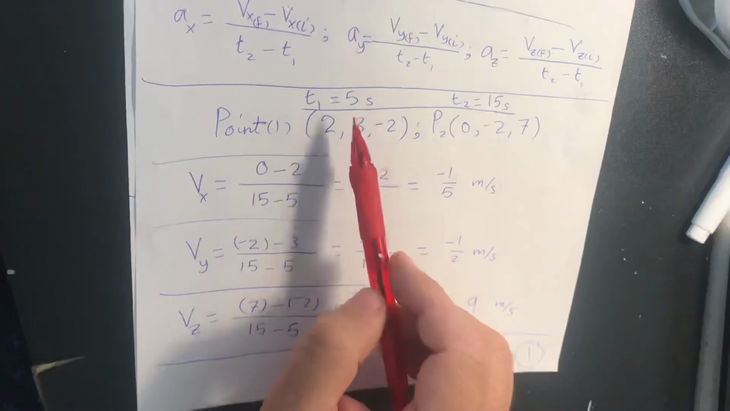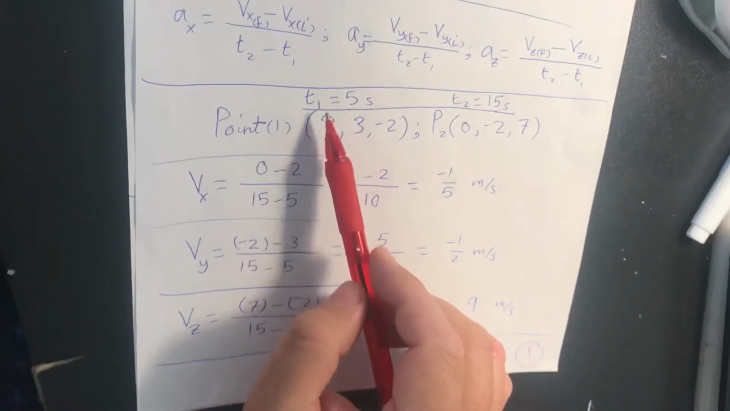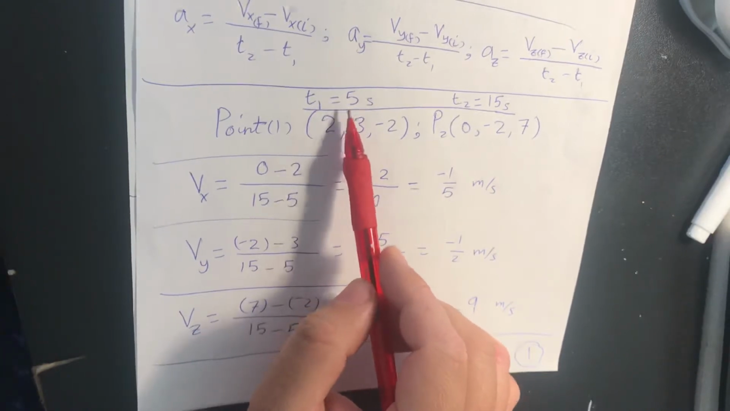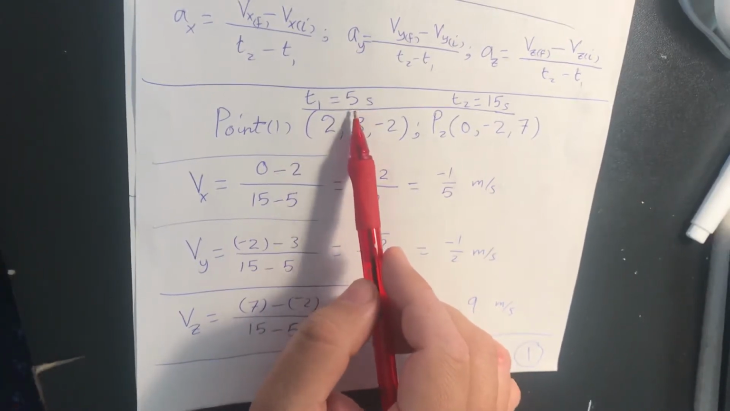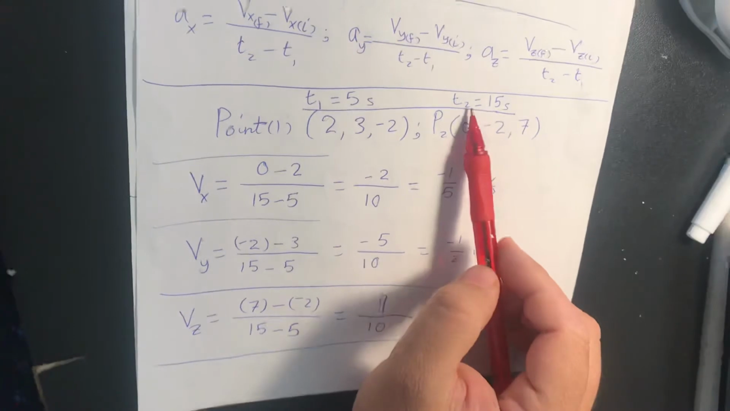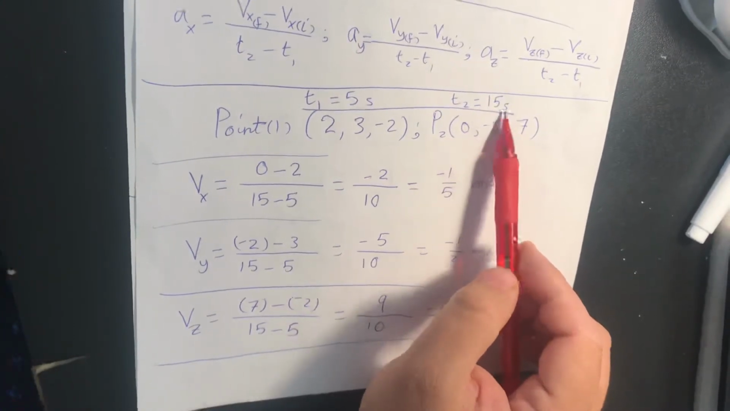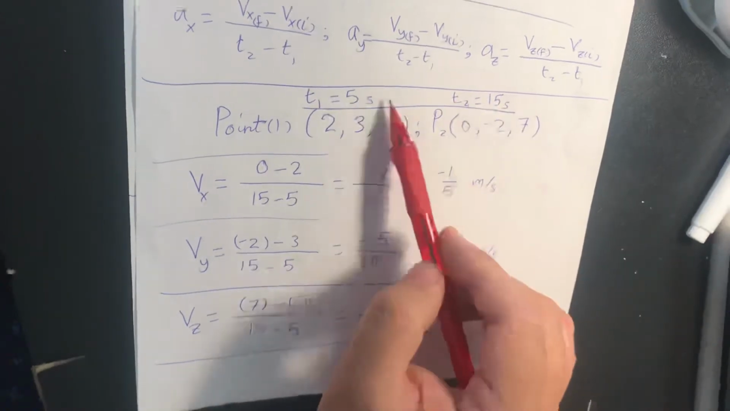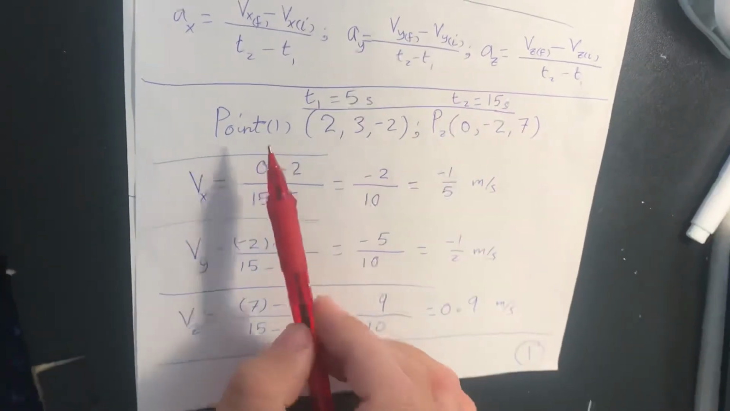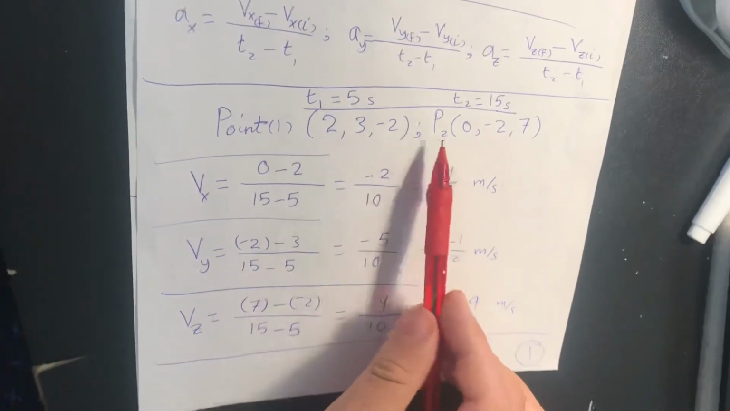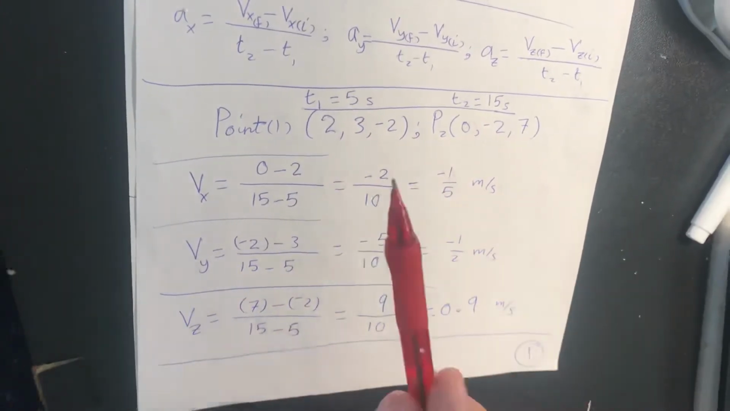if we observe and measure the time at the initial point and the time was 5 seconds, and if we measure the time at the final point and the time was 15 seconds, then we have a change in time, which is 10 seconds. We have point number 1, point number 2. This is the change in position for a moving object.